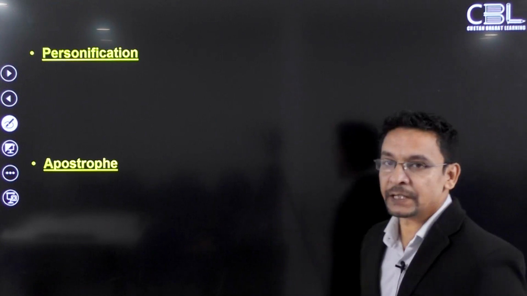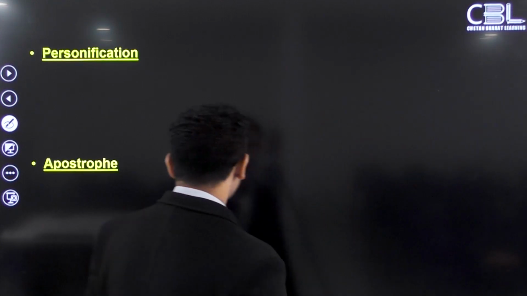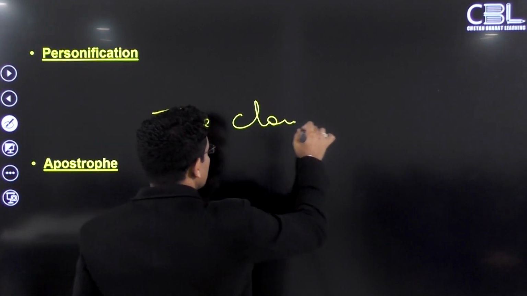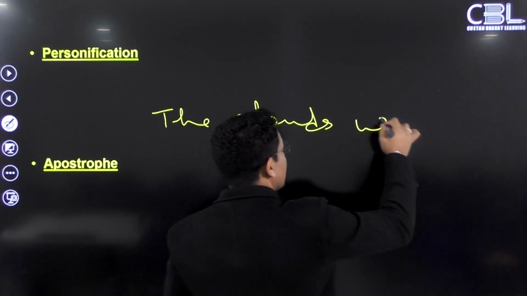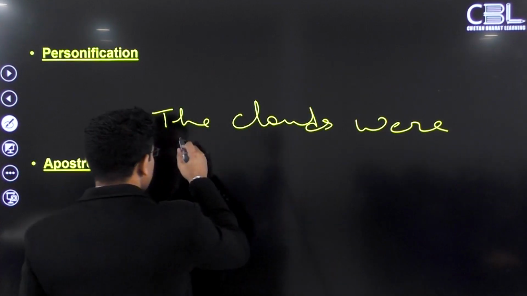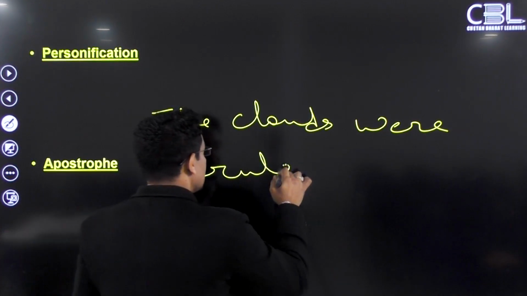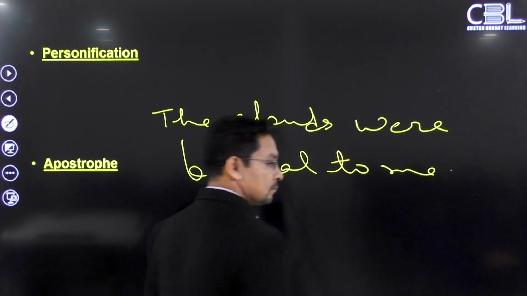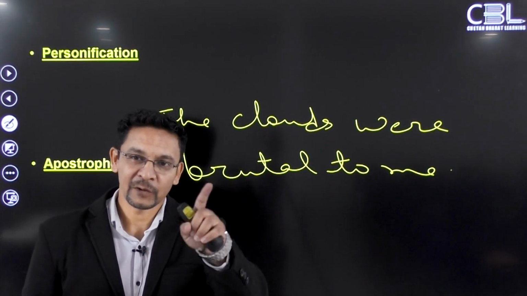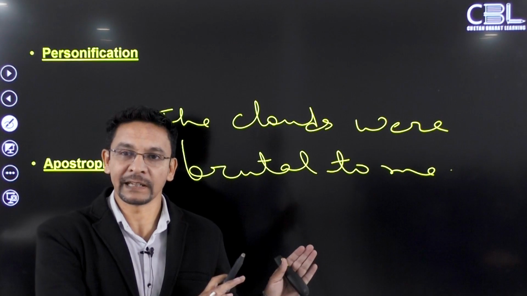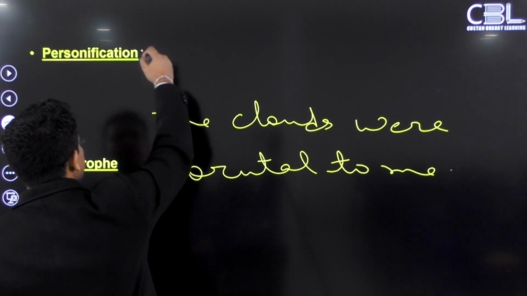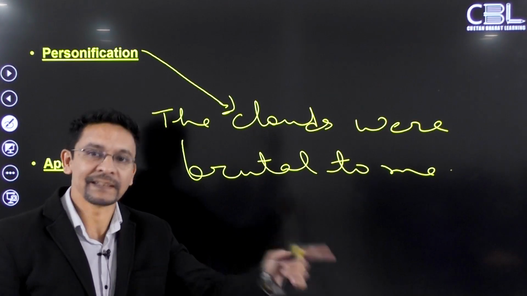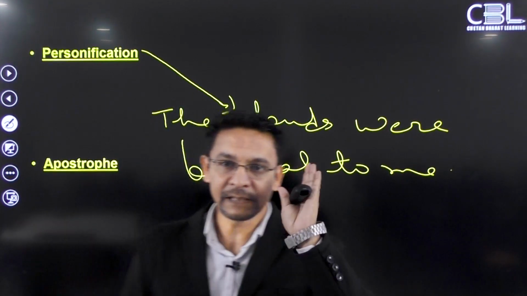Next one, personification. The clouds were brutal to me. How can the clouds be brutal? It's a human quality. We have associated a human quality to something that is non-human. That is called personification. Right?